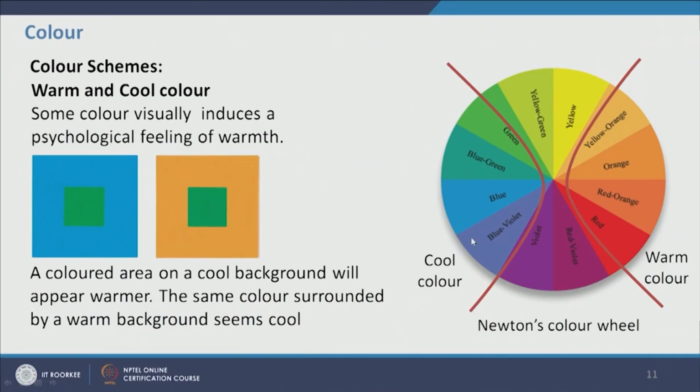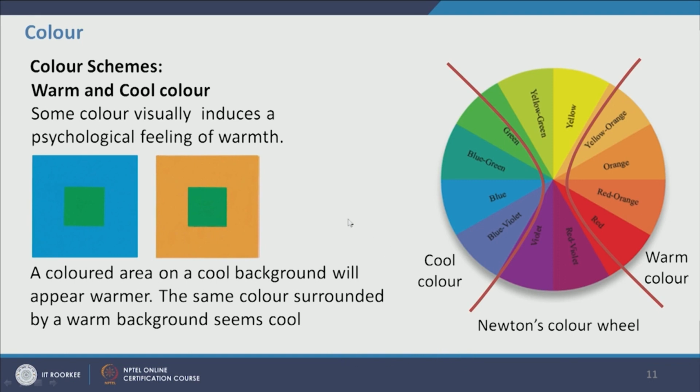If we divide the colors into two sectors, warm and cool, depending on the sensation they evoke, we have warm colors, which are on the right side of the color wheel: red, orange, yellow. These evoke a sensation of warmth in the user's eye. On the other hand, blue, green and blue violet evoke a sensation of coolness in the user's eye, and that is a visual perception they give. So these are called cool colors.